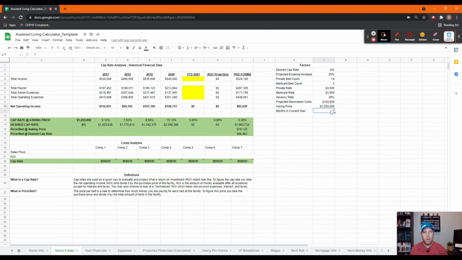And then this one I went over a little bit earlier. This is to do the 2021 projection, or the current year projection, based off of the year-to-date numbers. So you just put however many months in the current year you have those financials for, and that's going to build out a projection so you can see what those look like. So that's it for the calculator tutorial today. As you can see, it's quite complex.